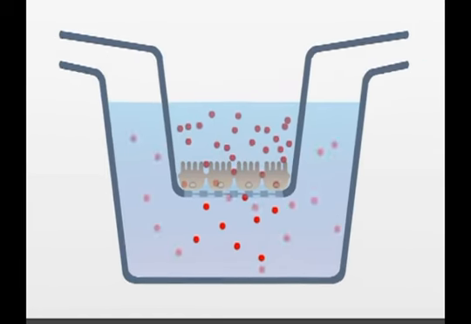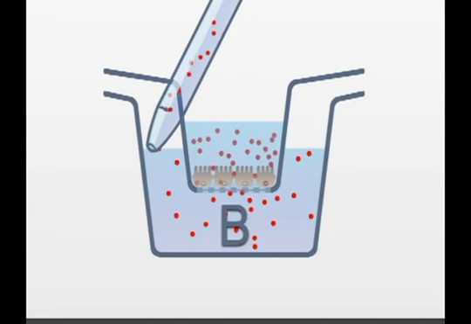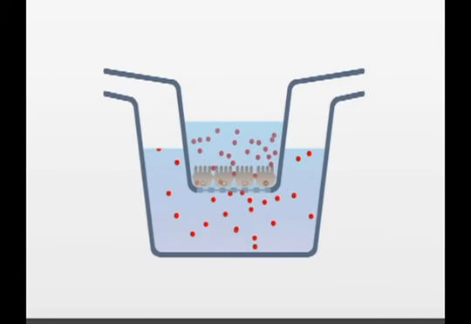We sample from the donor side, which is the A side in an A to B experiment, at the beginning and end of the study. We sample from the receiver side, which is the B side, at several time points to ensure we are in the linear portion of the time course. Each time we sample from the receiver side, we replace with fresh buffer to maintain the so-called sink condition, which is an implicit assumption in the calculation of P apparent.